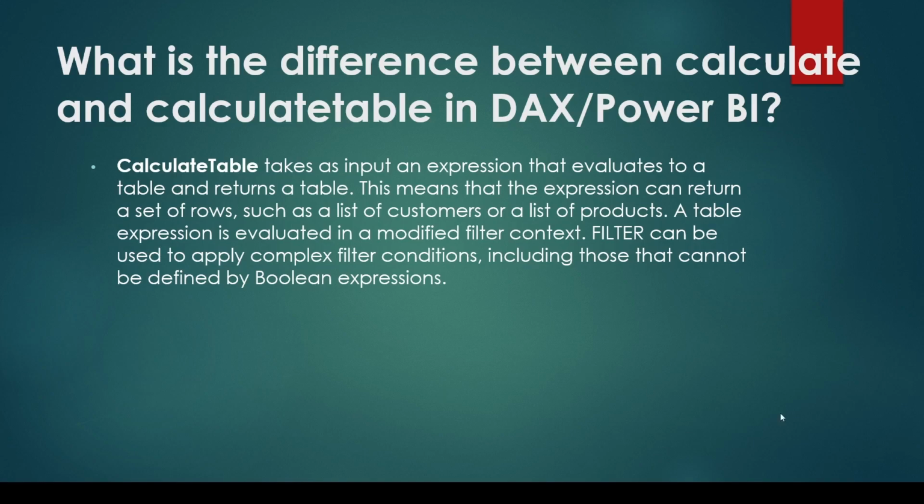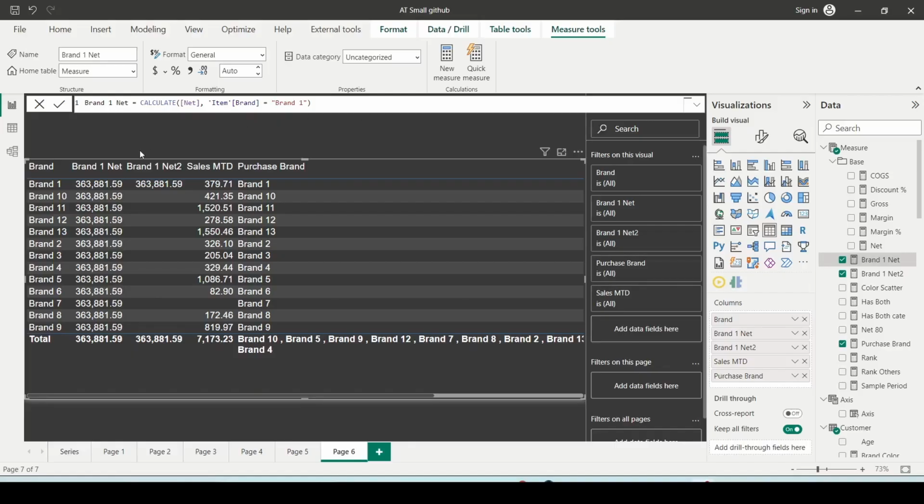We can take a very simple example. So let me showcase some of the measures which I've created. One of the measures I'm using here is CALCULATE with net, item brand equals to brand 1. So I'm simply giving a condition in the filter section of CALCULATE. The first section is an expression where I'm giving a measure. Instead of a measure, I could have given sum of net value or sum of gross value, or some kind of calculation, like divide sum of A by sum of B, or divide measure A by measure B.